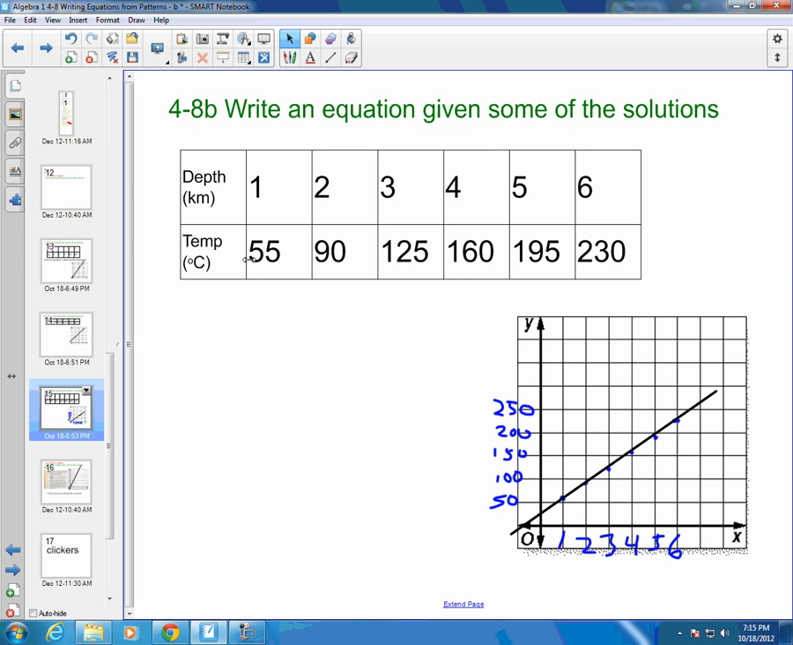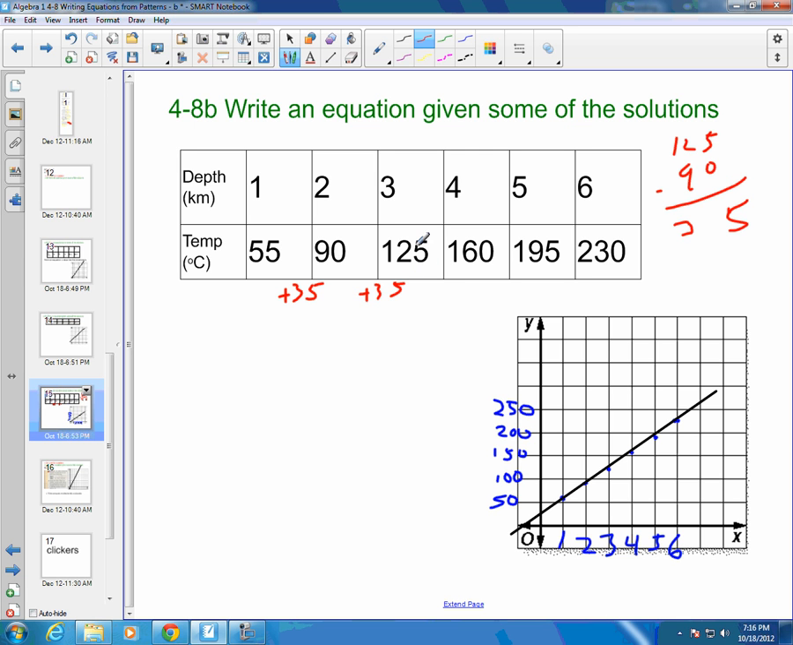Next thing I want to do is figure out, well, my x is going up by 1 each time. So then what's my y going up by? If I go from 55 to 90, that would be plus 35. 90 to 125, well, 125 minus 90 is again 35, so I'm adding 35 again here.